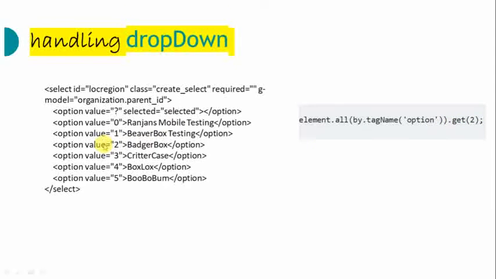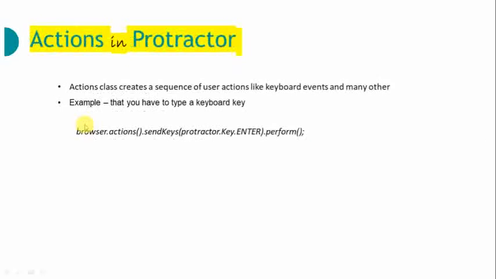So 2 is the index. So the second one will get selected in the dropdown.